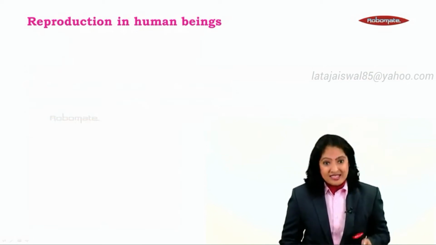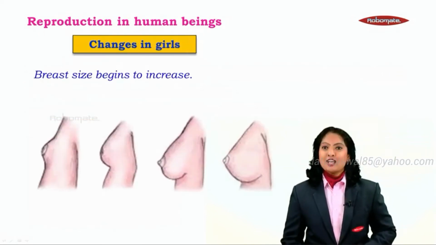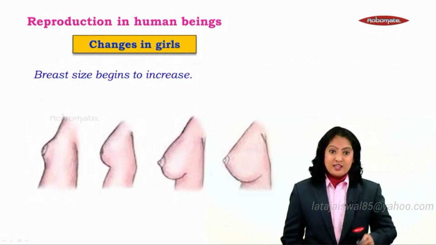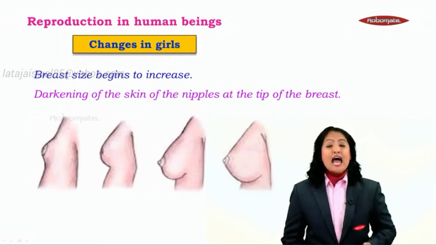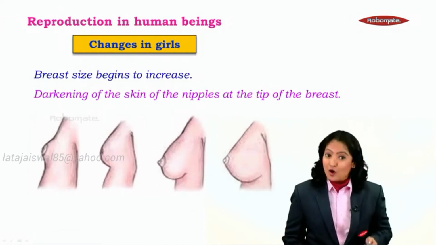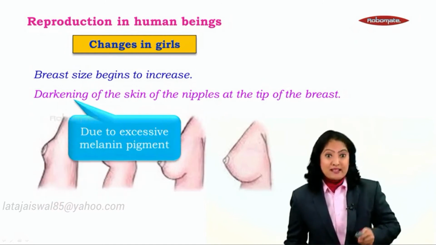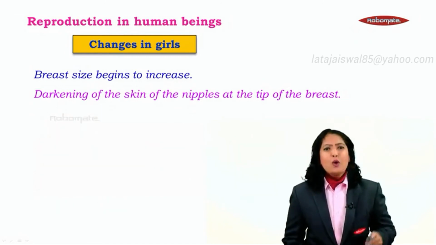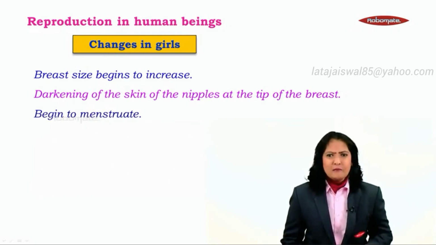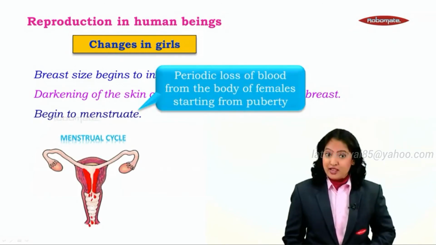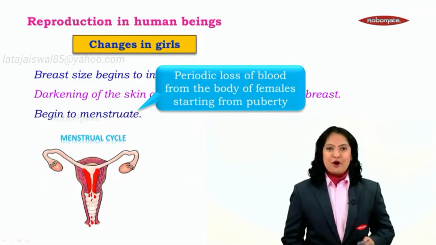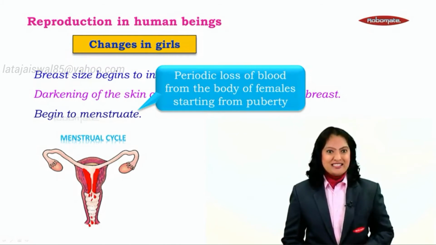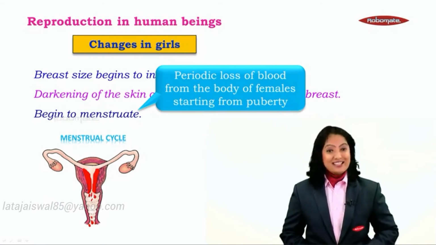Along with this, the next changes seen in girls are that the breast size begins to increase. Further, there is darkening of the skin of the nipples at the tip of the breast. This is also due to excessive melanin pigment secretion. And one very important phenomenon: the girls begin to menstruate. Menstruation is a periodic loss of blood from the body of females starting from puberty. If these are the changes in girls, what are the changes in boys? Let's have a look at them.